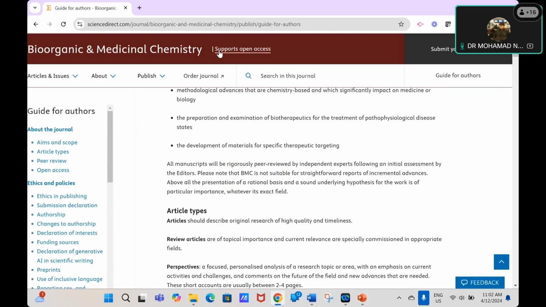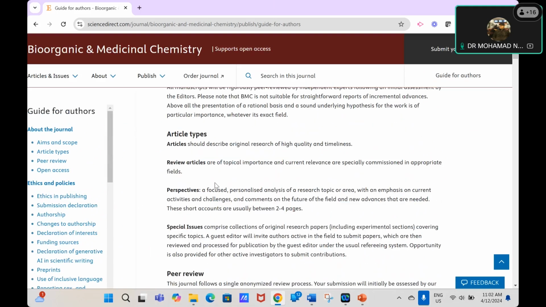Okay, so if they say support open access, it means this publication is the hybrid type, which is they have two options, whether open access or you have to go by subscription. Okay, article types. This explains everything. Okay, articles, review articles, perspectives. Normally, review articles are by invitation. Okay, or we prepare the proposal and we send it to the chief editors. So this is what we do. Okay.